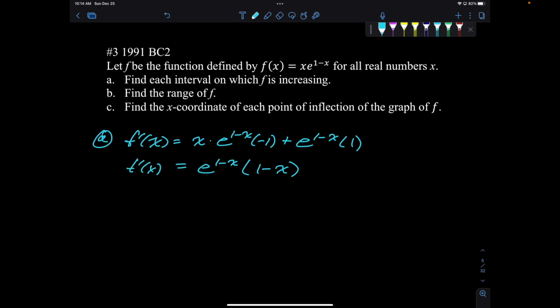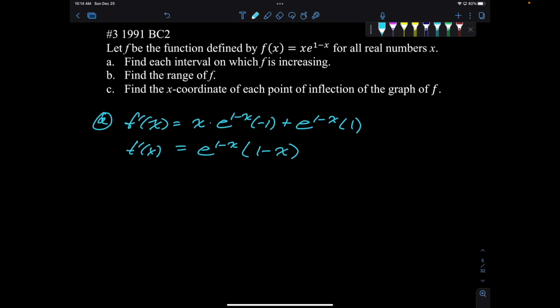The only 0 of this, because e to anything is greater than 0, or never 0 at least, the only critical point, is at 1. So we will sign chart this. f prime of x equals 0 when x is 1. So we'll put 1 on the chart for f prime.